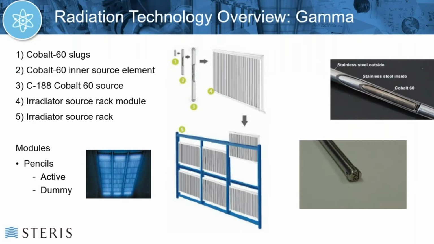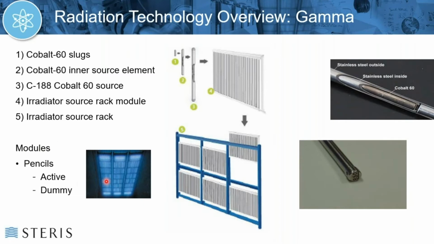So what does the actual source rack look like? The cobalt-60 slugs that have been irradiated from cobalt-59, that's little number 1 right here. They're very small. They get put into a sealed alloy cylinder. It's typically 10 by 450 millimeters, and they get doubly encapsulated into a pencil. We call these pencils. The pencils get put in a certain array into a module. That's this little rectangle here. And then the module goes into the full source rack, which is typically 1 to 2 meters squared.